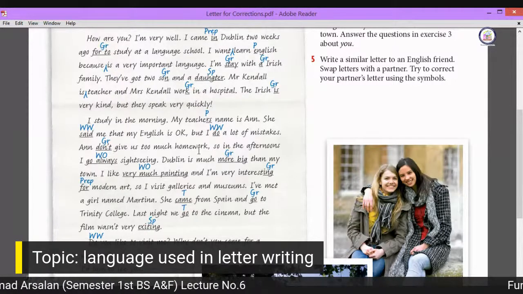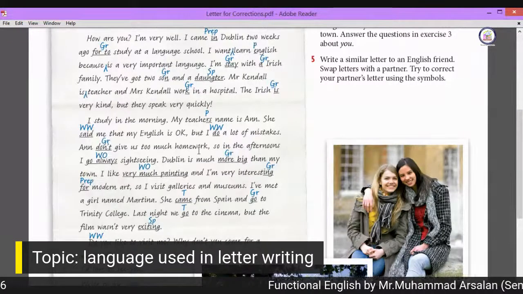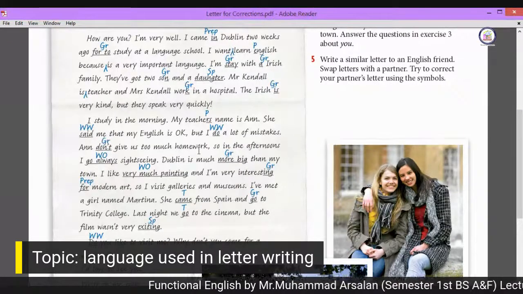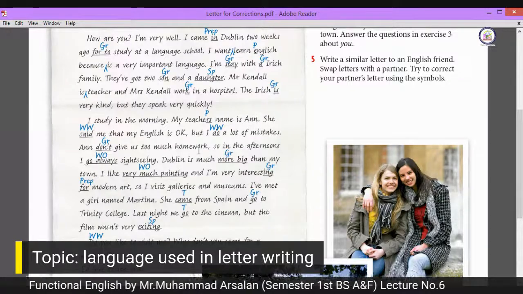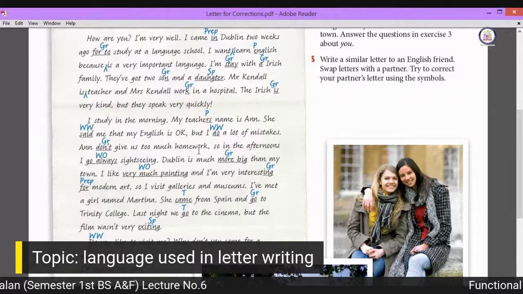Go sightseeing is a structure of gerund. Go watching movies, go bowling, go bird watching, go window shopping. ये स्ट्रक्चर होता है. गो शॉपिंग भी होता है, तो इसमें कोई बीच में प्रपोजिशन आने की जरूरत नहीं होती.